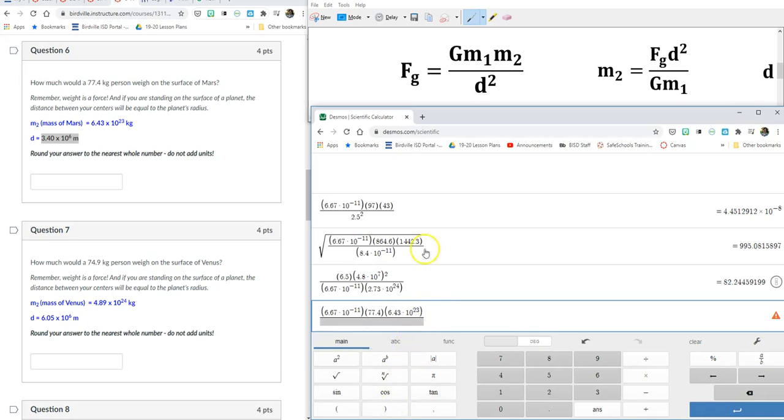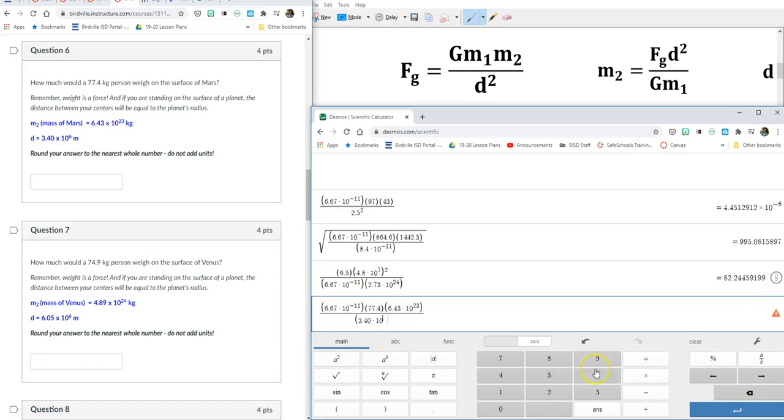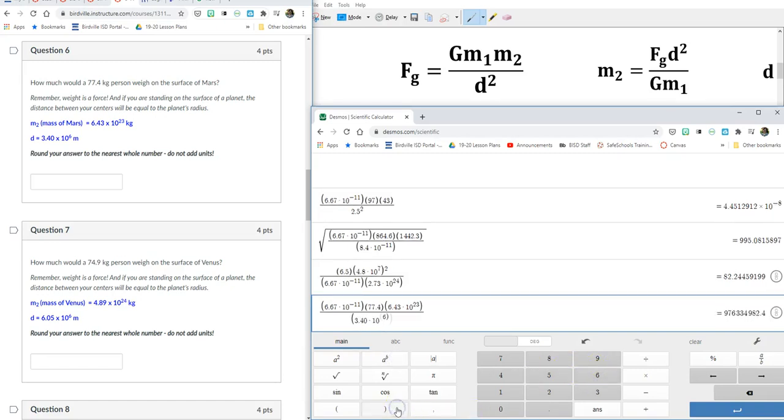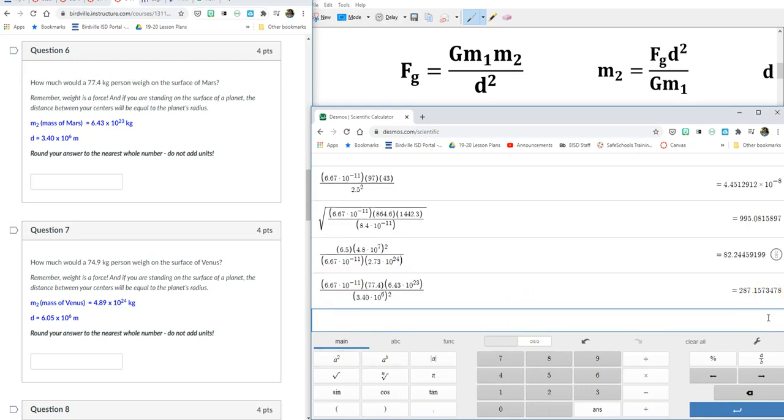And close parentheses. On the bottom is distance squared. So open parentheses, 3.40, whoops, careful, I want to type it into there, 3.40 times 10 to the 6th, so a to the b, 6, close parentheses, whoops, don't want to do that, so I'm going to just hit backspace, click close, and I'm going to square that distance, so a squared, and my answer, 287.157, blah, blah, blah. Round your answer to the nearest whole number.